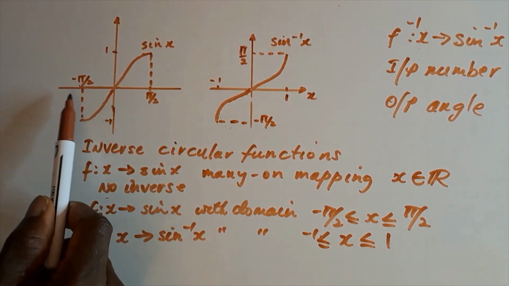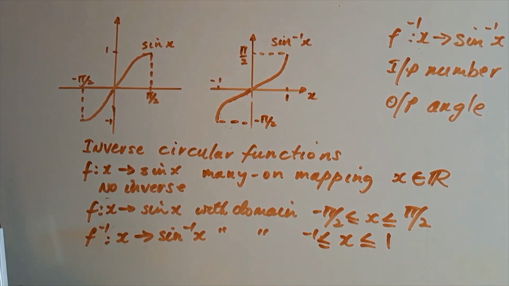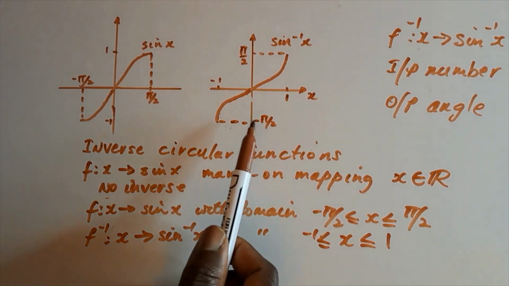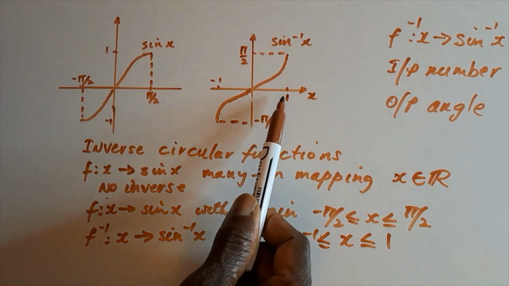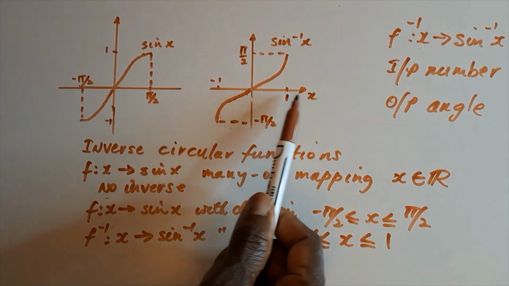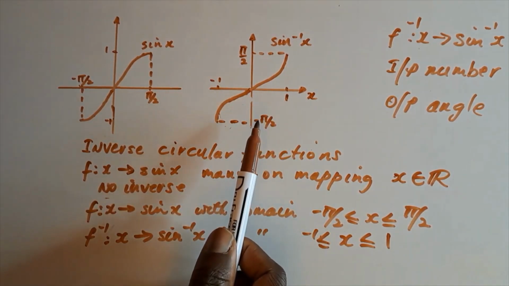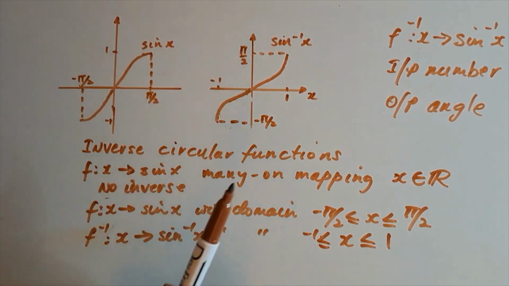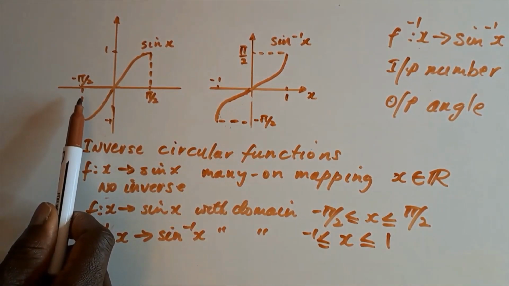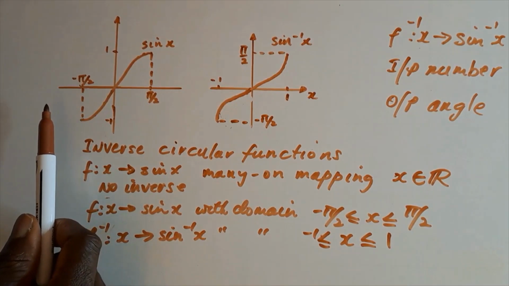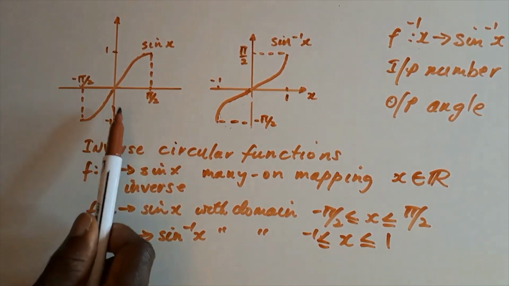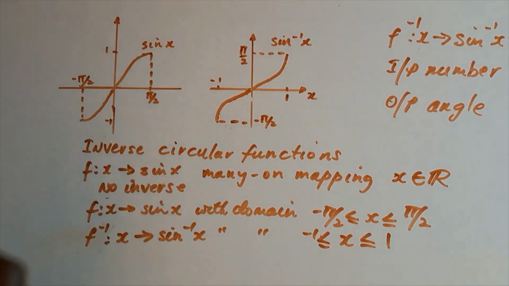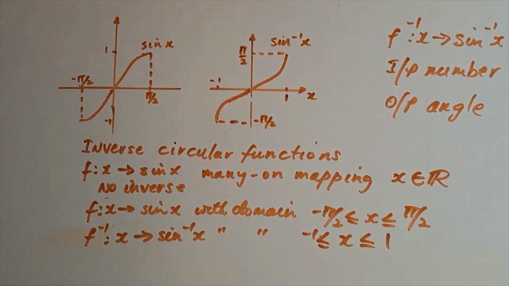So as you can see here, that's our sine x, and the inverse here, we have inputs as a number along the x axis and outputs as an angle. And for sine x, mapping of x to sine x, we have an input here of an angle with an output sine x as a number. And that wraps it up for sine x and its inverse.